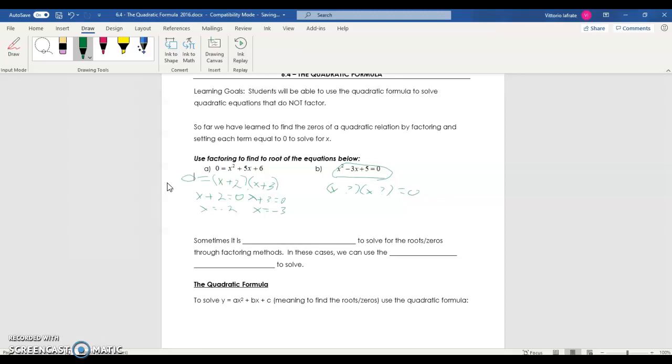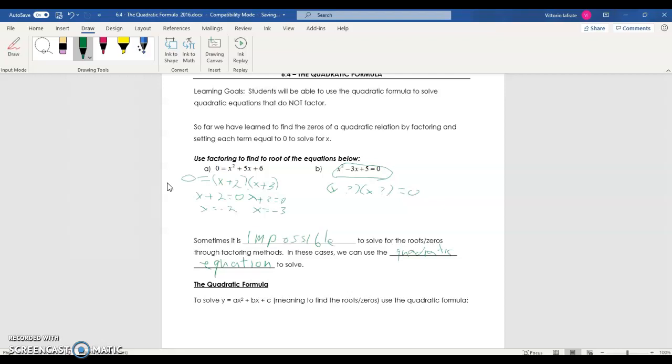Sometimes, you can try as hard as you want. Sometimes it is impossible to solve by factoring. Sometimes you can't find those two numbers that give you the product of this and the sum of that. So in that case, you'll have to use what's called the quadratic formula or equation. You can actually use the quadratic equation even when it is factorable. What I recommend is that when we learn it, you go back and try some from your previous homework and see if you get the same answers. So it's a great way to check your work.